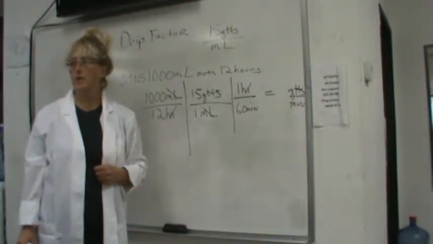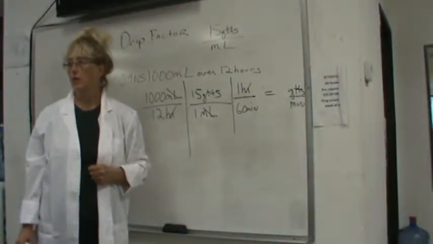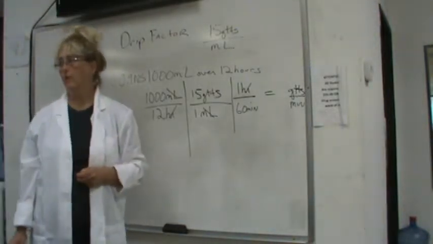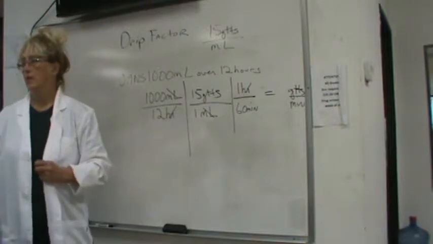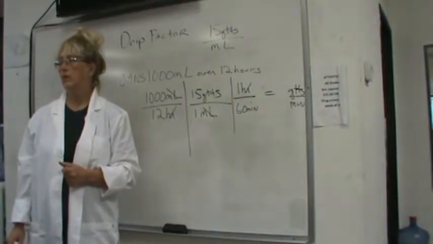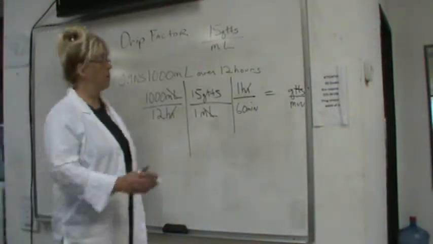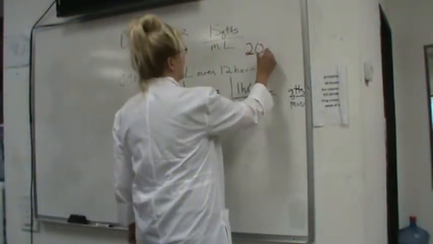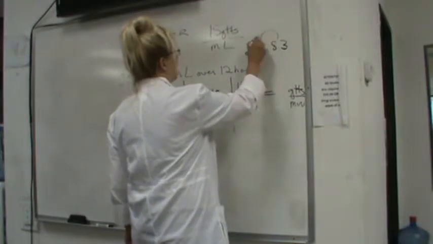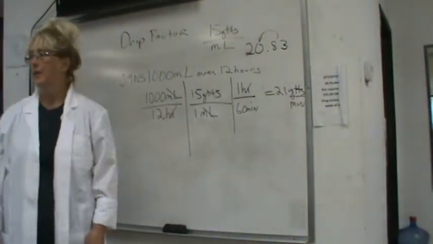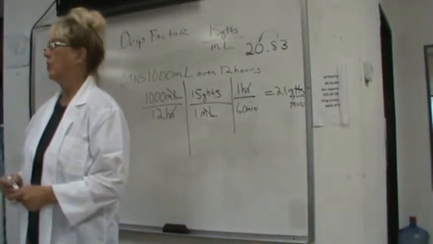So 15,000 divided by 720 gives us what? 20.83. But we can't really gauge 20.83, so we're going to round up to about 21 drops per minute, right? 21 drops per minute. What are the rounding rules?